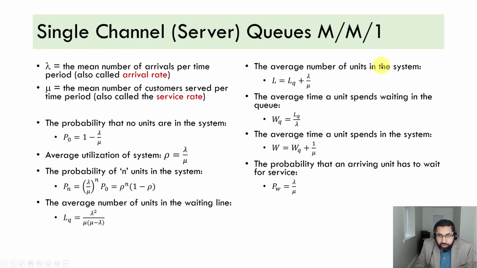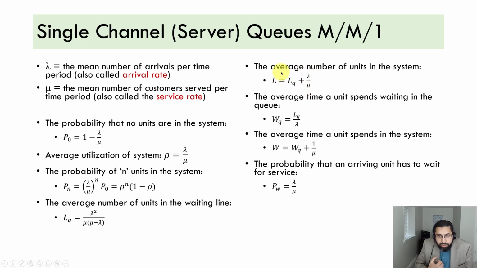The average number of units in the system, L, is simply the number of units in the queue plus the number of units being processed on average at any given time. And so L, the number of units in the system, equals LQ plus lambda over mu.